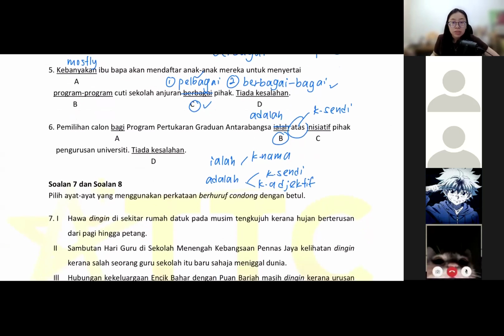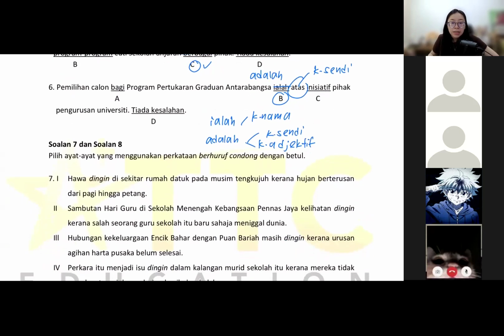Okay, now number 7. Pilih ayat-ayat yang menggunakan perkataan berhuruf condong, which is the word sangat dingin. So they are testing about dingin. So dingin can be cold, or the event is not that famous, tidak meriah. It's not happening, not like very happening, very meriah like this. And then dingin also can be far away for relationship.